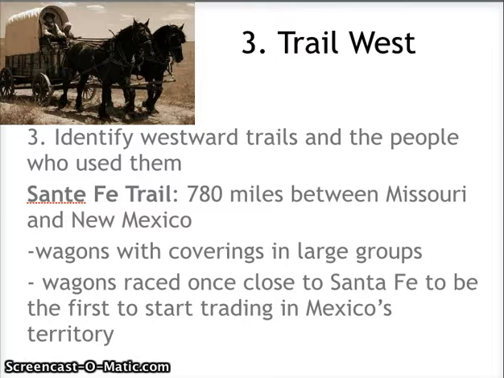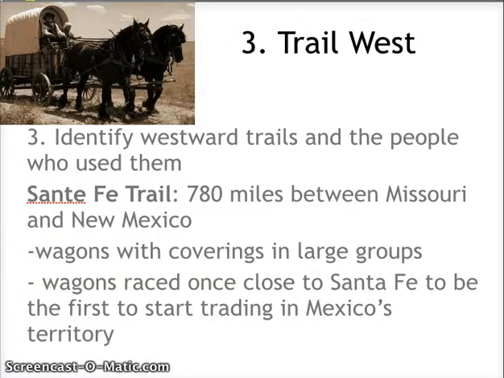Now we have trails west. The objective for this part is to identify westward trails and the people who use them. The first one is the Santa Fe Trail. Now, the Santa Fe Trail is not necessarily for settling. It is more for trade. So it is a long trail, 780 miles, and it's between Missouri and New Mexico.